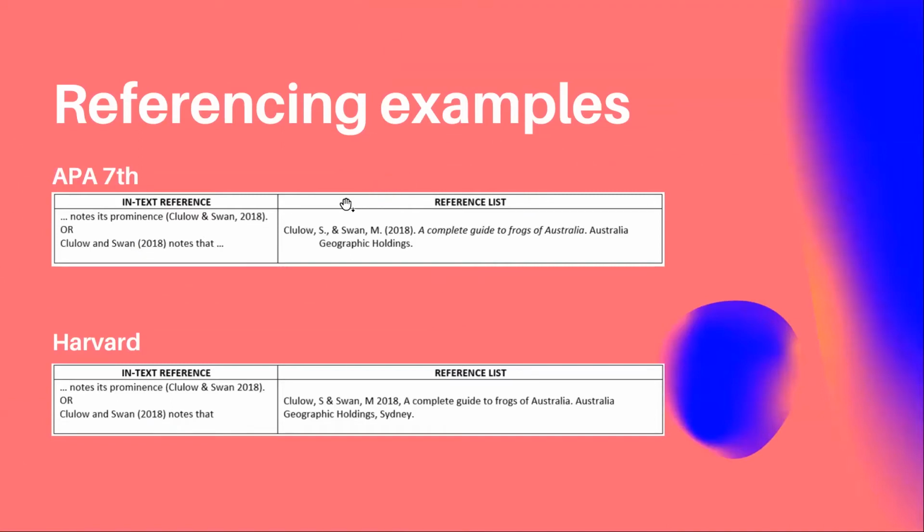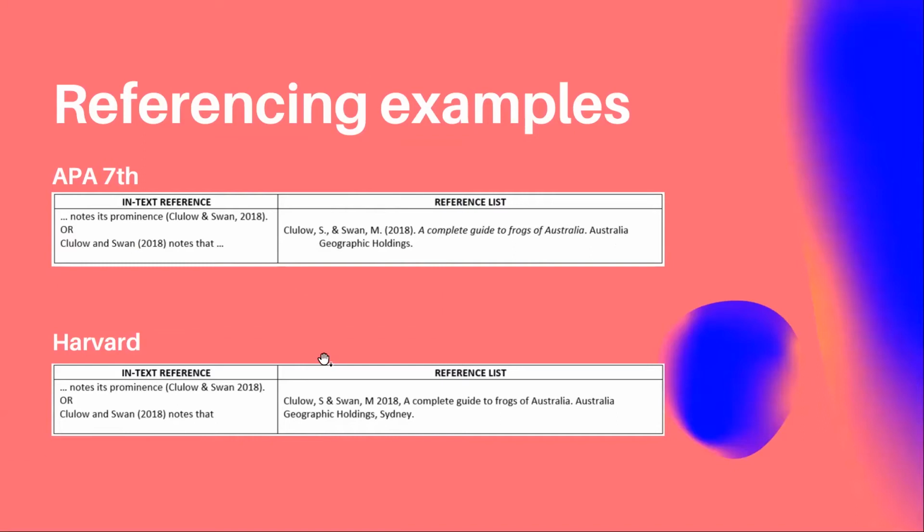So as you can see, the difference is in the actual reference list. APA is a little bit more formatted in that it has more punctuation, it has that italicized title, and it has this hanging indent here. Harvard does not have that. It's a bit more straightforward. There's no italics, there's no indent.